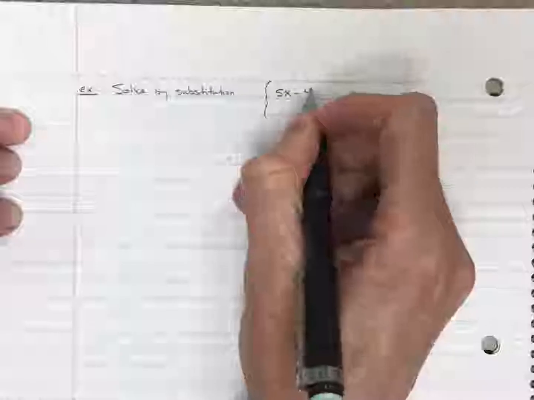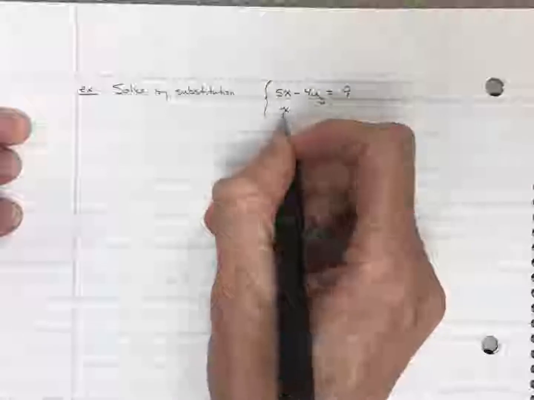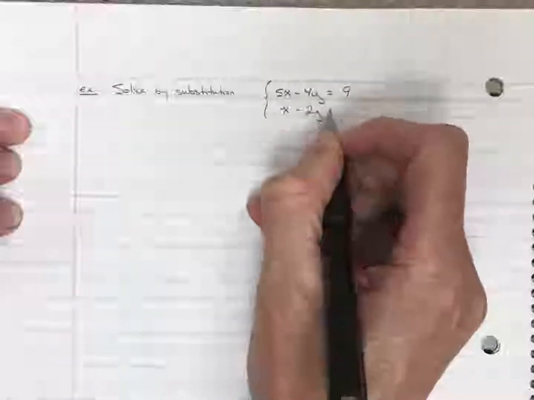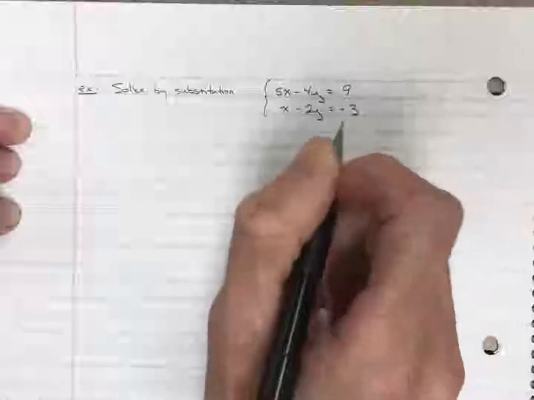Get my paper straightened out here. Okay, so let's solve this one by substitution. And we're going to solve this system. It's going to be 5x minus 4y equals 9. And this second equation is going to be x minus 2y equals negative 3.